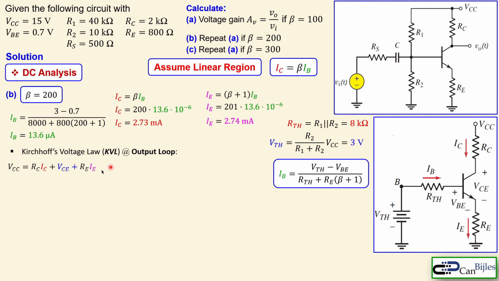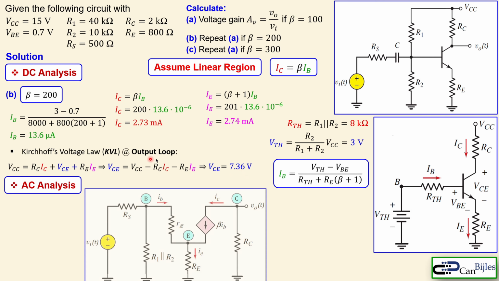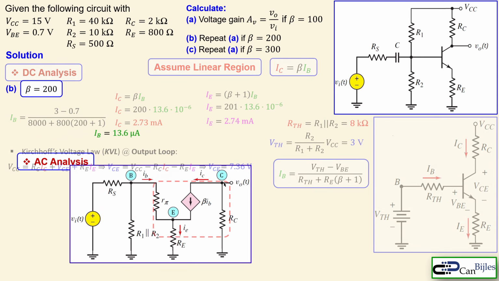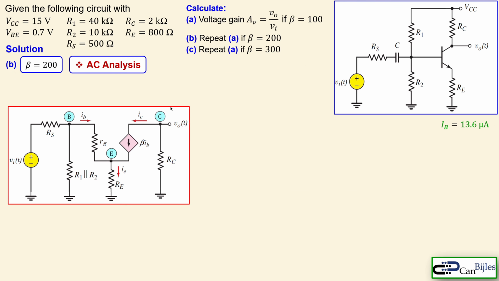Now in addition, you will see that the VCE is also changing, going to 7.36 volts. Now for the AC analysis, we still have the same model. So this is again the dash part for the transistors, and then getting them together again, this part and this part is again what we like to calculate. But this R pi will now change because the IB has changed.